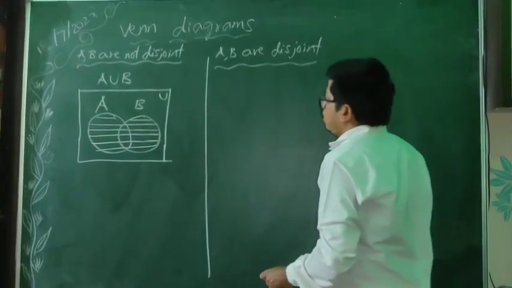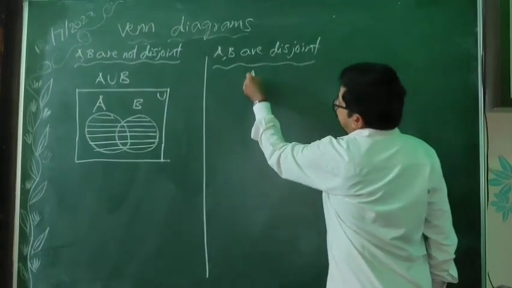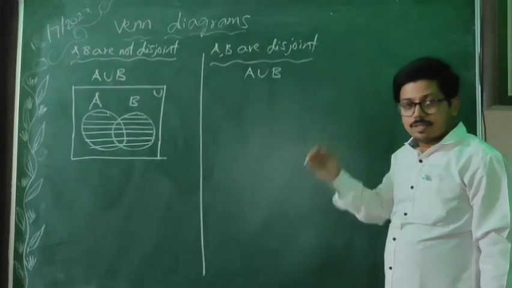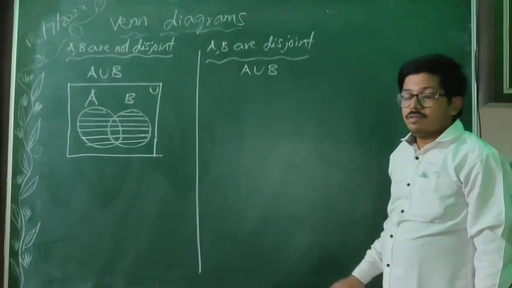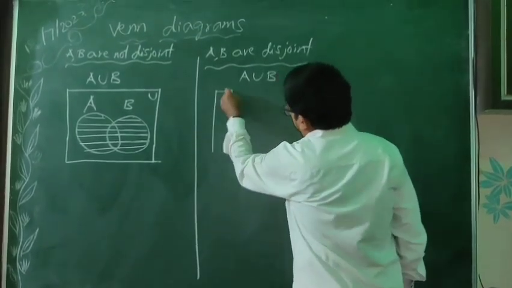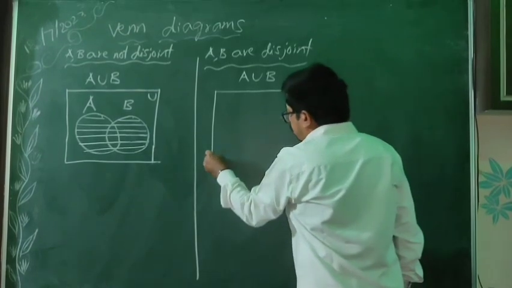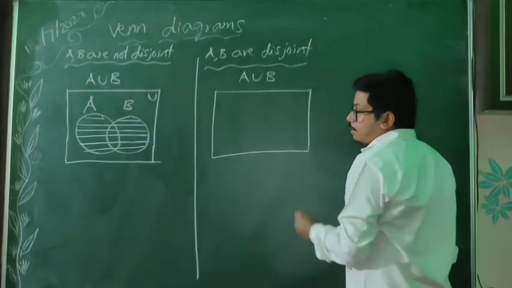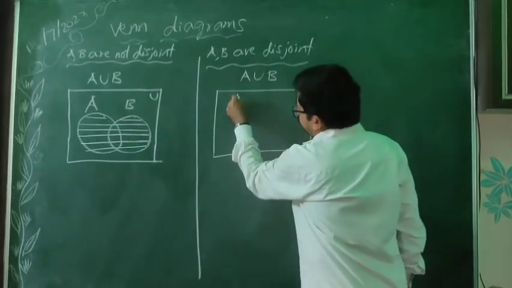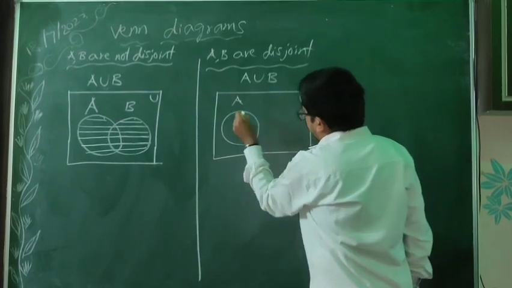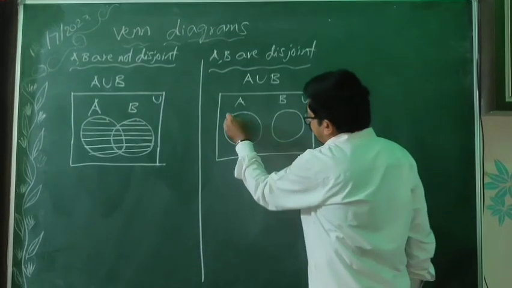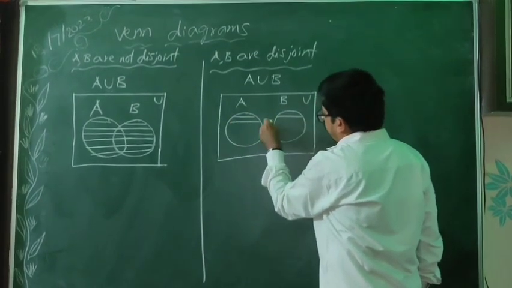Like this, if they are disjoint, of course, we all know that the meaning of disjoint sets is the sets which have no common elements. So they are having no common elements. So how to show this? Simply I am drawing two non-intersecting circles, but the shading is of the same kind.